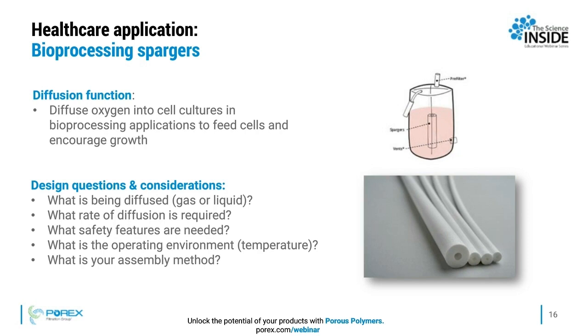cells are growing. And therefore, it's really important to consider what is being diffused. Are you diffusing gas into the liquid? What rate of diffusion is required? How much gas do you need to diffuse into the liquid? What's the operating environment? The temperature of the liquid that you're diffusing into? The pressure of the gas? And what's the assembly method? How are you going to assemble the sparger into the bioprocessing environment?